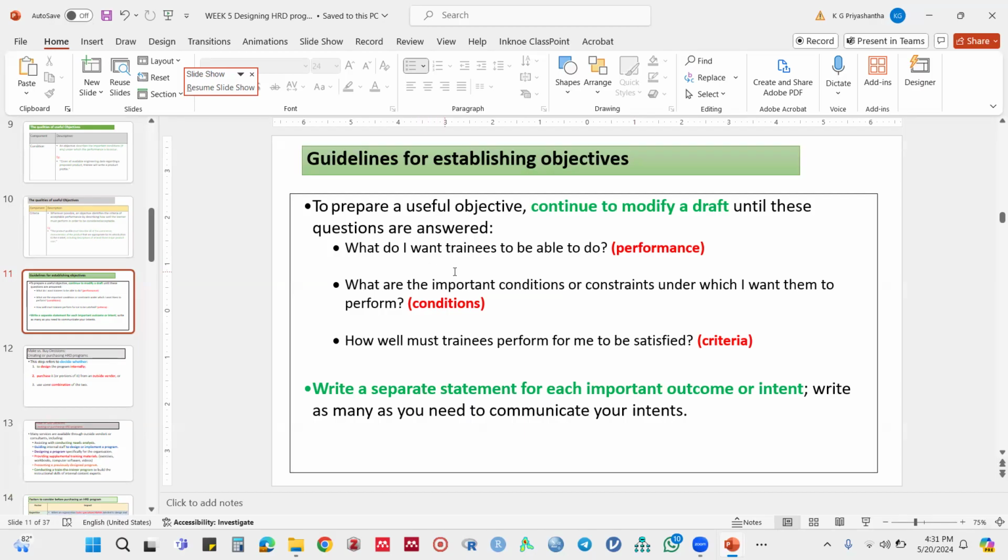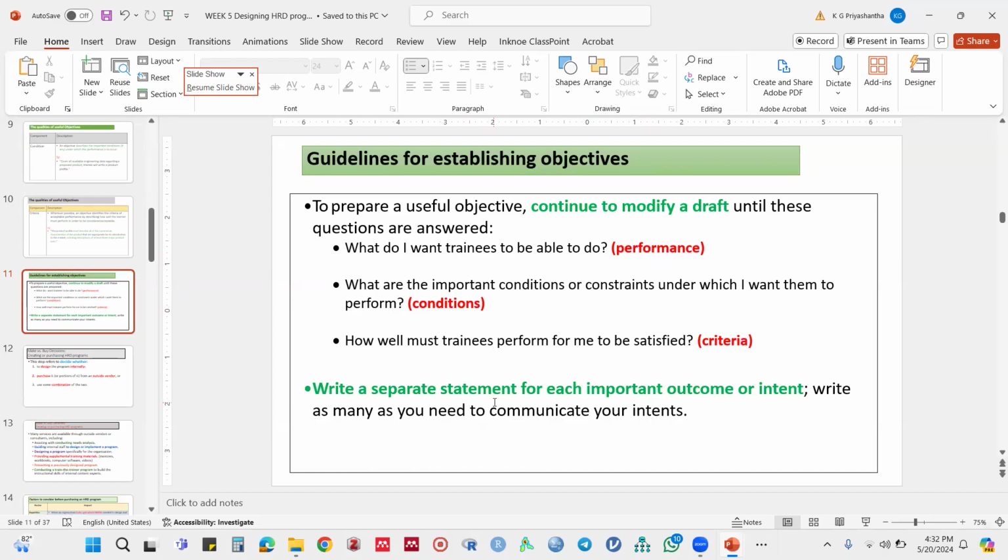What do I want trainees to be able to do? That is performance. What are the important conditions or constraints under which I want them to perform? Conditions. And how well must trainees perform for me to be satisfied? That is the criteria. Those things need to be simply incorporated in an objective.